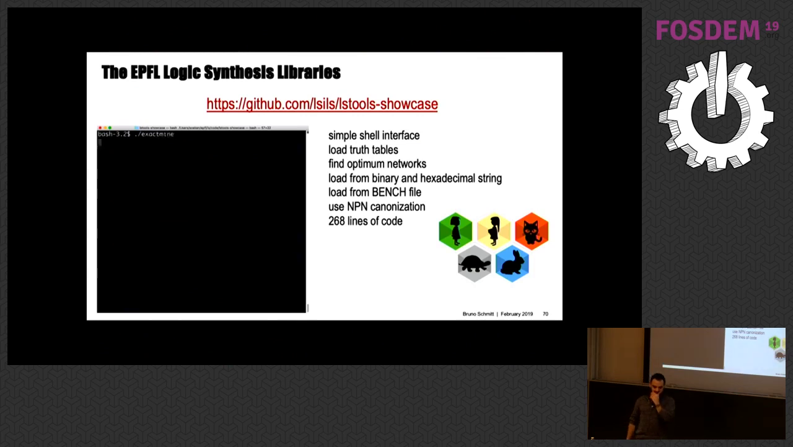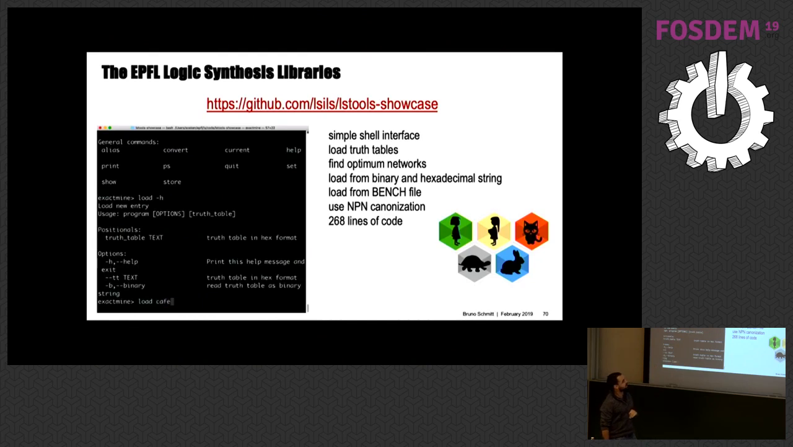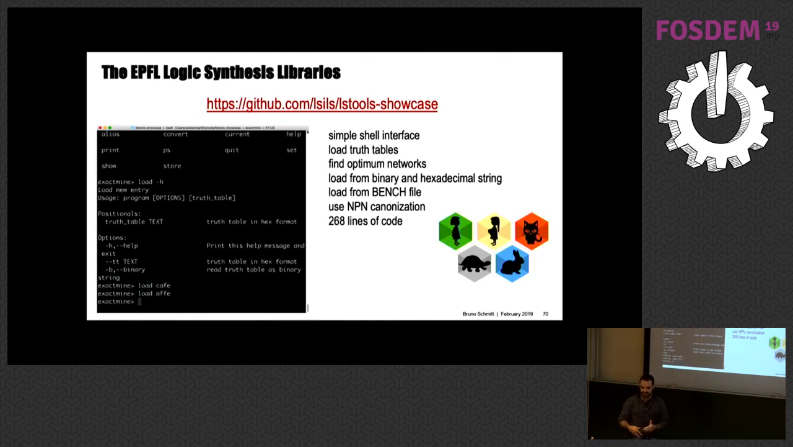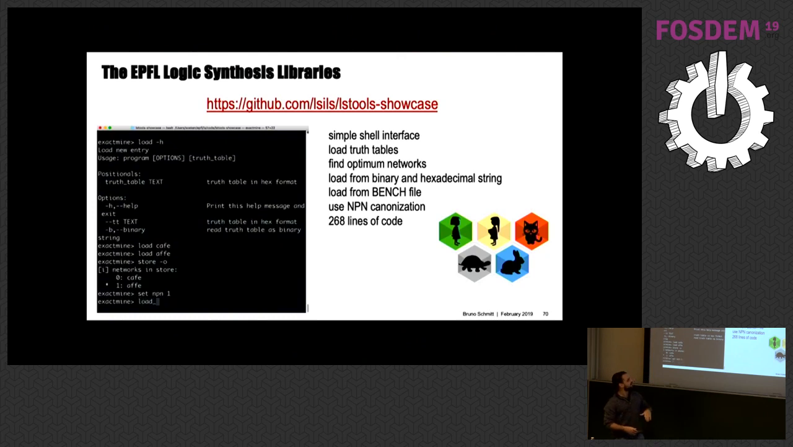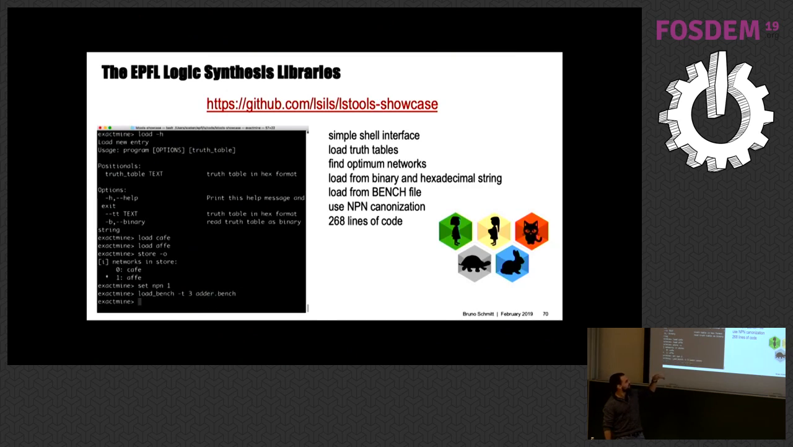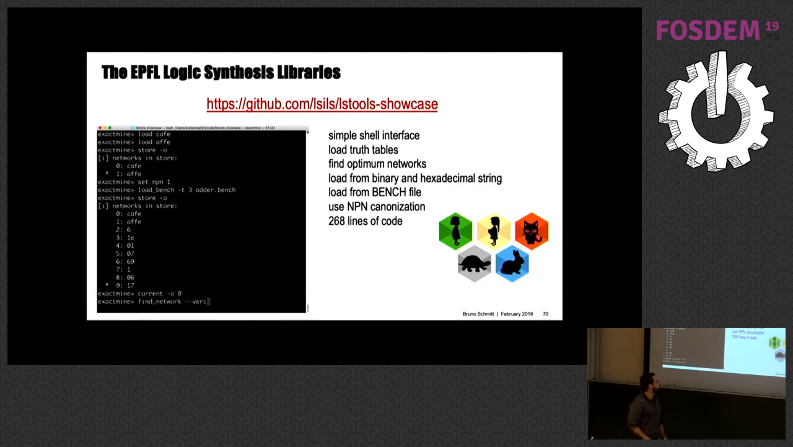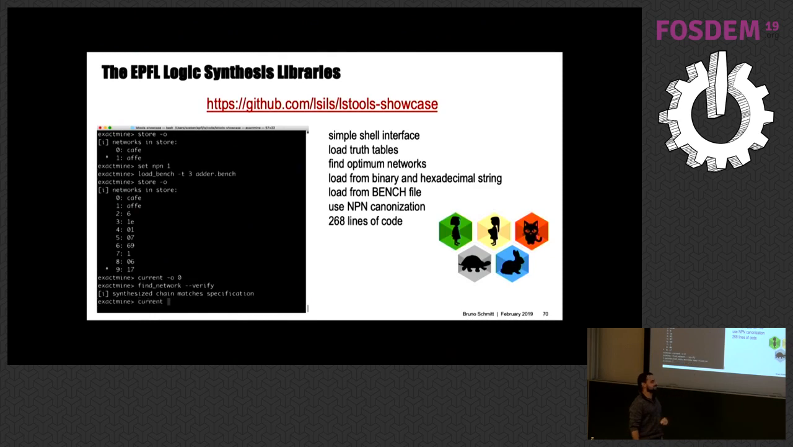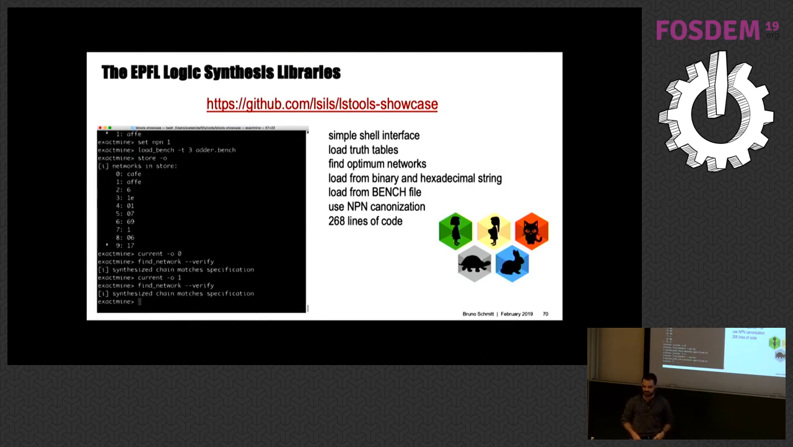So here we have some other example that also uses Alice, and for most of the showcases and examples you can look at the GitHub repository. So basically, this example provides a simple shell interface using the Alice library. It loads some truth tables, loads truth tables from binary and hexadecimal strings, loads from bench, does some NPN canonization, and then you can play around. To have something like this, more kind of a tool, it only takes 268 lines of code from the user's point of view, for the people who are actually composing the libraries and doing their thing.